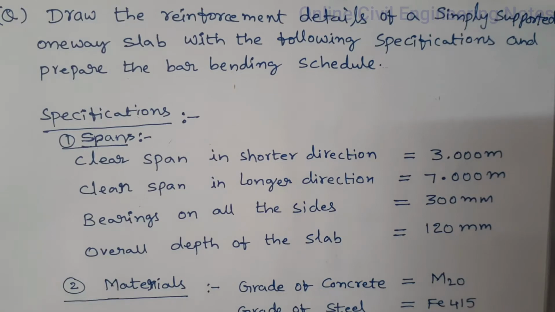Draw the reinforcement details of a simply supported one-way slab with the following specifications and prepare the bar bending schedule. Specifications: number 1, spans. Clear span in shorter direction is equal to 3 meters. Clear span in longer direction is equal to 7 meters. Bearing on all the sides is equal to 300 mm. Overall depth of the slab is equal to 120 mm.